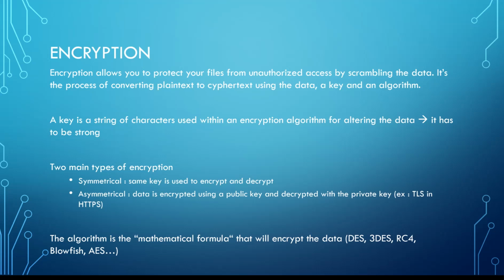So encryption allows you to protect your files from unauthorized access by scrambling the data. It's the process of converting plain text to ciphertext using the data, a key, and an algorithm. The key is a string of characters used within an encryption algorithm for altering the data. So you're going to choose one and it has to be strong. There are two main types of encryption: symmetrical, where the same key is used to encrypt and decrypt the data, and asymmetrical, where the data is encrypted using a public key and decrypted with the private key.